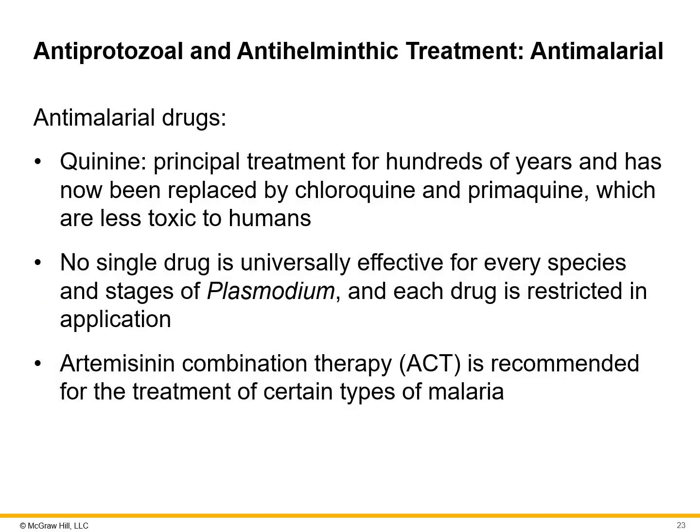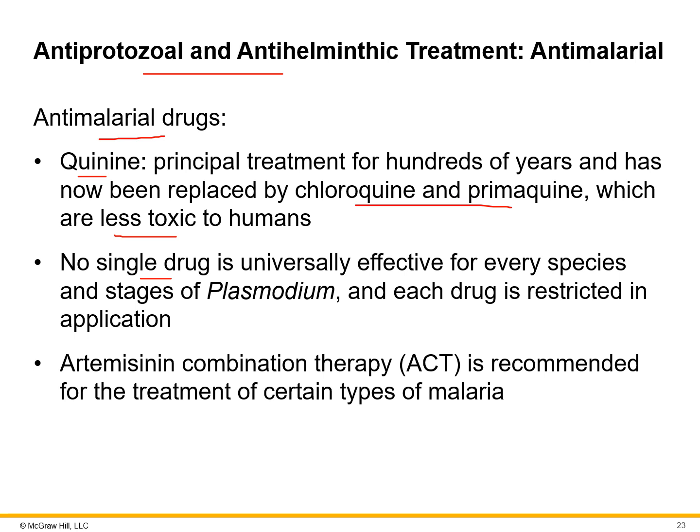Then moving to our protists and our helminths. So the anti-protozoans and anti-helminths, again, these are also eukaryotic, so it creates some problems. The main one that we talk about here is anti-malarial drugs. Now, thankfully in the US, malaria is not a huge problem, but for those that are traveling, it can become an issue. So quinine is the main treatment for it. However, it is starting to be replaced by chloroquine and primaquine, which are a little less toxic to humans. However, there's not a single drug that can universally affect every species of the Plasmodium that causes malaria.